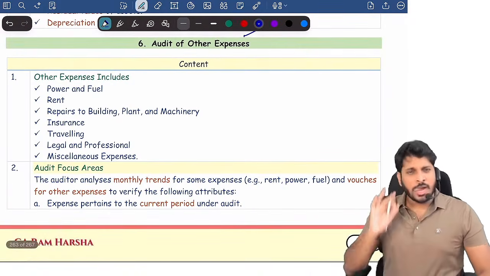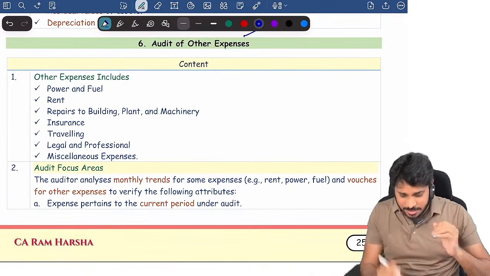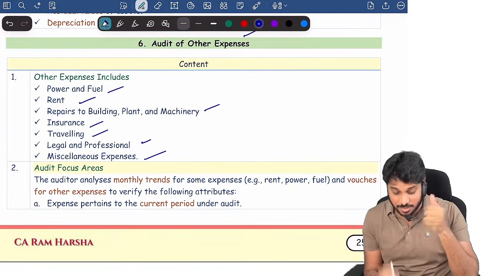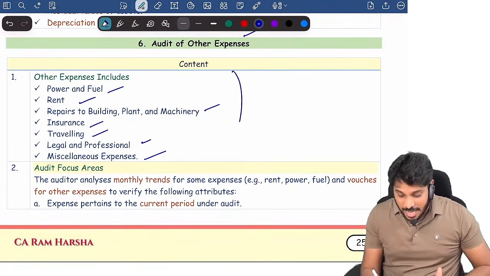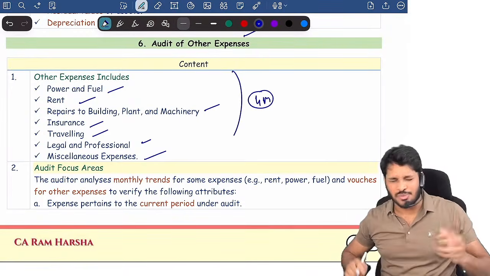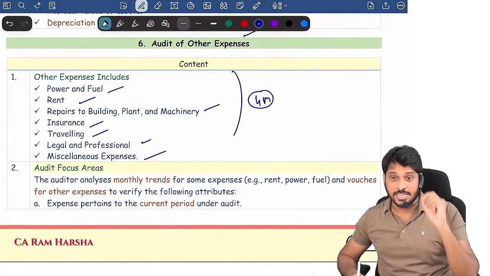Now, generally tell me what all other expenses include in a company. Very simple: power and fuel, rent, repairs, insurance, traveling, legal and professional expense, and miscellaneous. Sometimes a 4 marks question will come only on what other expenses include. Very rare. They won't test this easy question, but there is a chance that they can test this kind of question.